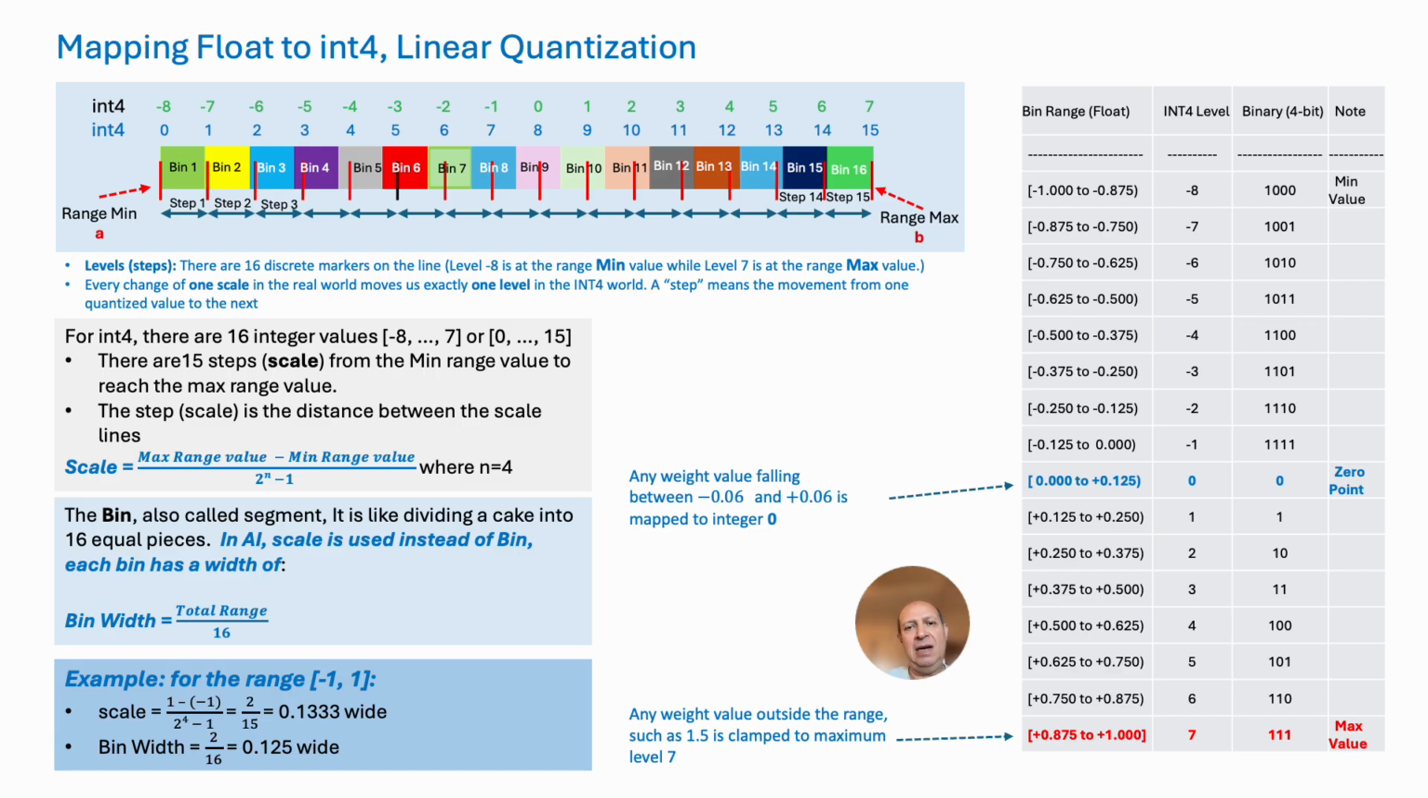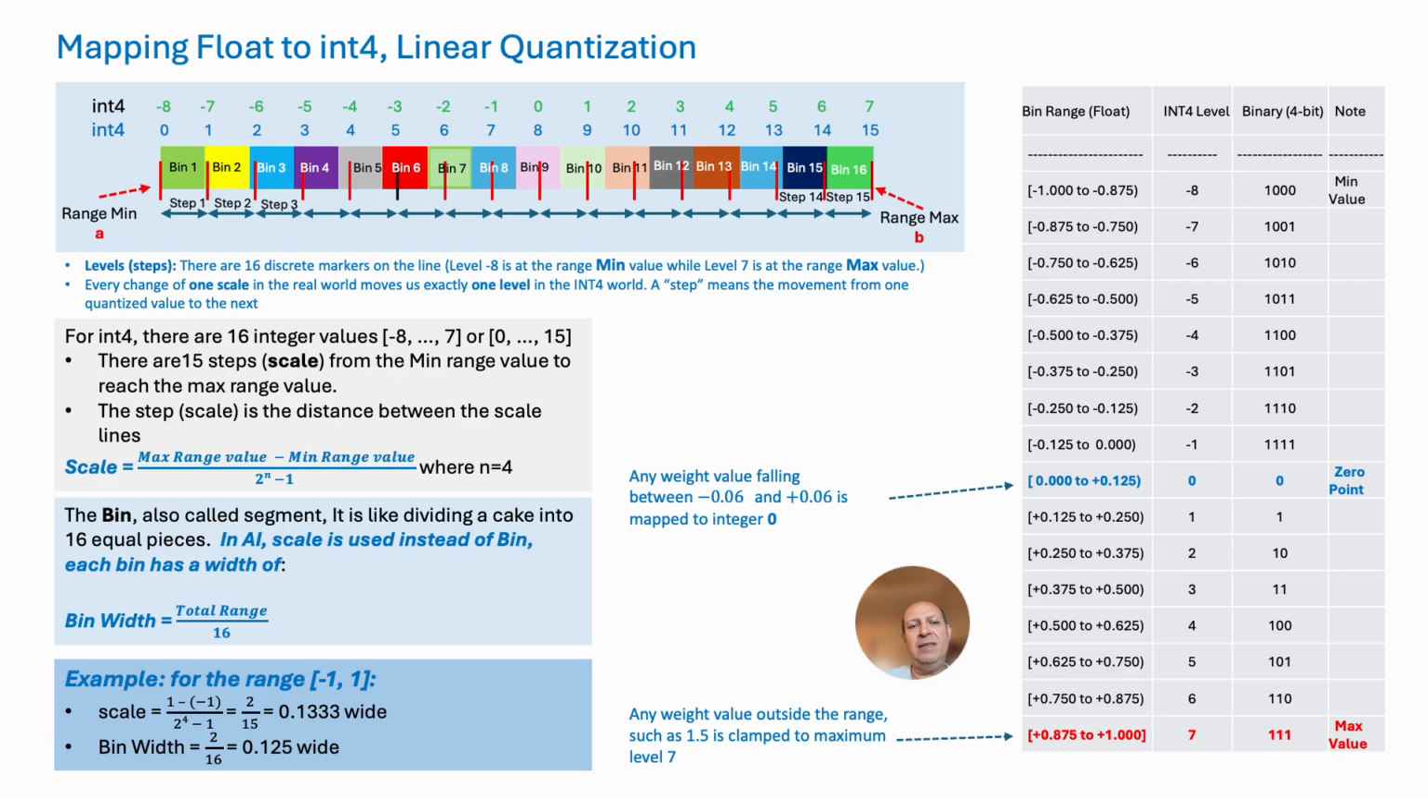As an exercise, let us quantize real numbers in the range between -1 and 1. The minimum for this range is equal to -1, and this falls exactly on quantized level -8, while the maximum is 1 and falls exactly on quantized level 7. Let us calculate the scale for this range. The scale is given by the formula, the maximum value minus the minimum value, and the result is divided by 15. So in this case, it is 2/15 or 0.1333.